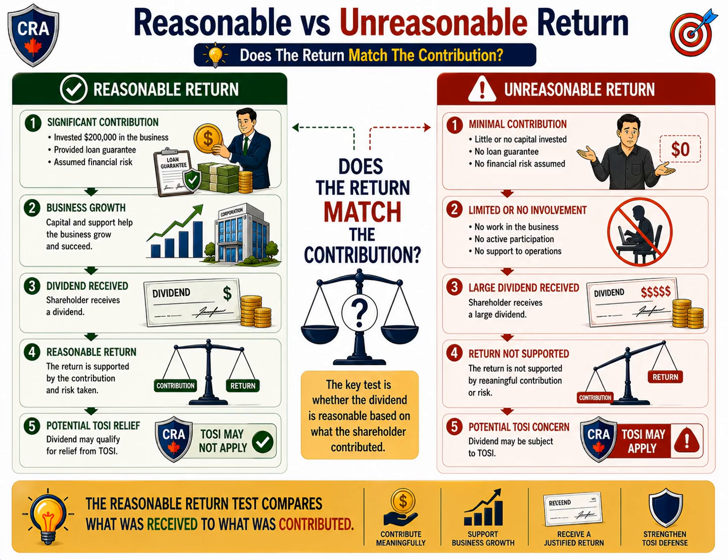Notice that the analysis is not focused solely on the amount of the dividend. A large dividend is not automatically unreasonable, and a small dividend is not automatically reasonable. The key issue is whether the dividend is justified when compared to the shareholder's overall contribution. That is why the scale in the center of the slide is so important. It symbolizes the balancing exercise that practitioners perform when applying the reasonable return test. They are comparing what the shareholder contributed with what the shareholder received.